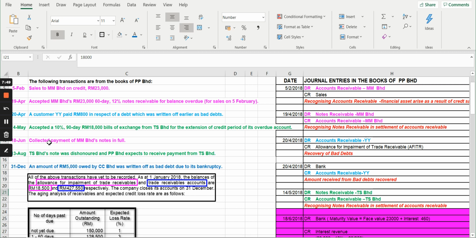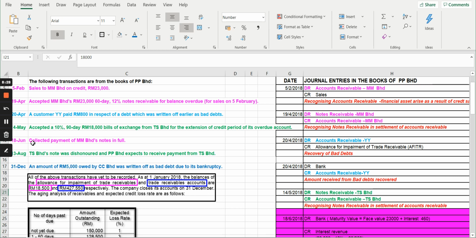Next is 18th of June, collected payment from Berhad. If you can see, I put the purple color here, because I use different colors for different customers. YY is in turquoise, TS is in green, and this one is in purple. And you would see CC is where I use blue. So collected payment from this customer. Remember, the note was accepted and you recognized the note on 19th of April. So on 18th of June, that was a 60-day note.